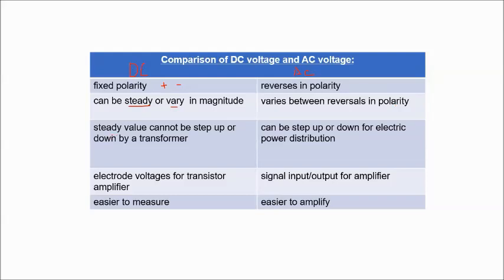Ang DC, steady value, cannot be stepped up, cannot be stepped down by a transformer. But AC can be stepped up or stepped down for electric power distribution. In DC electrode voltages for transistor amplifier, AC signal input or output for amplifier. Easier to measure is DC, easier to amplify is AC.